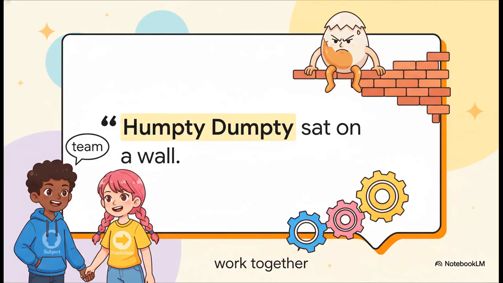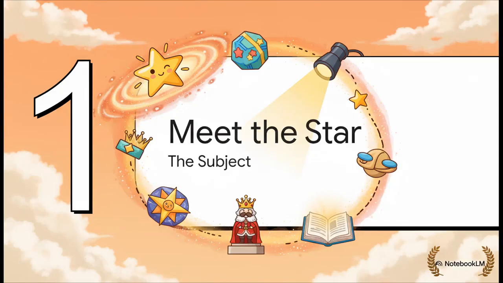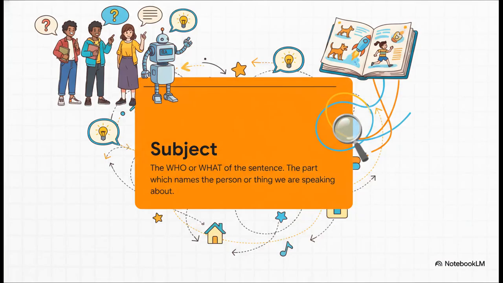Look at this one. Even a fun little sentence like this has two secret parts, and they work together just like a team. Okay, so the first secret part, think of it as the star of the show, and it has a special name. We call it the subject. So the subject is basically the main character of our little sentence story. It's the who, or the what, the whole sentence is about, the most important part.